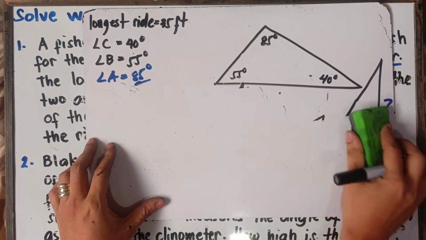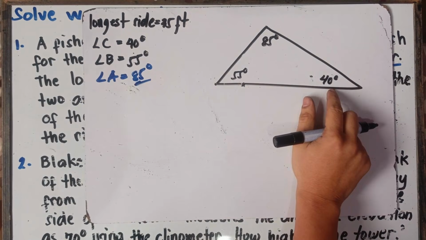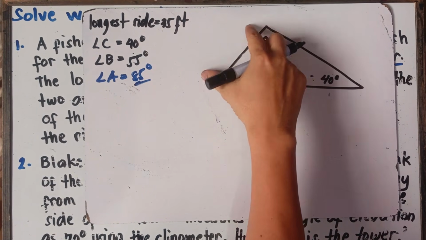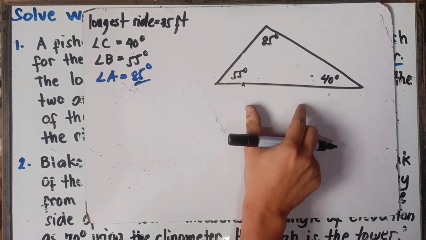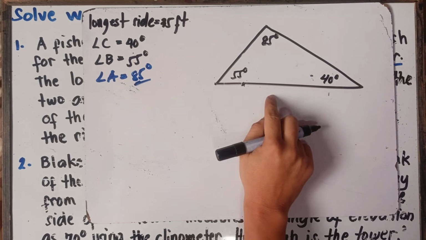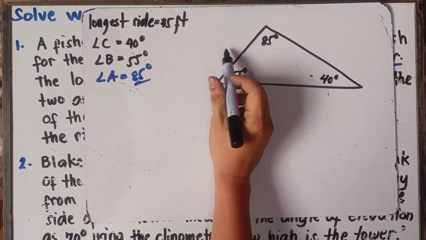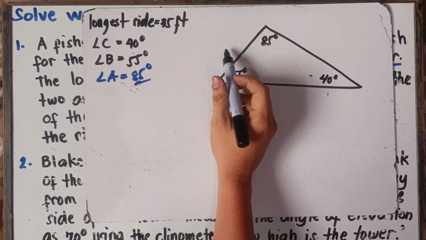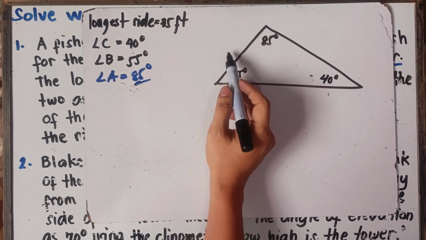Alright, so therefore, this will be 40 degrees right here. Opposite, this will be the smallest side. This will be 55 degrees, and this will be the opposite. And then the largest side, that would be 85 degrees. And we have the given largest side, that would be 35 feet. Because if you put 35 feet here, class, I'm sure you will commit a mistake. Because 35 feet is the largest side, and this is not the largest side.